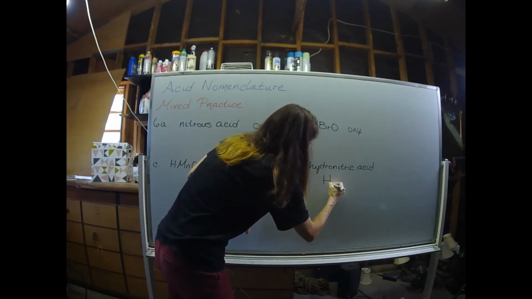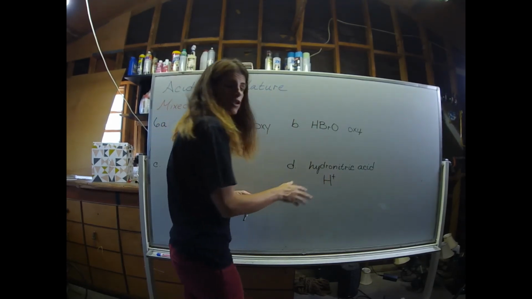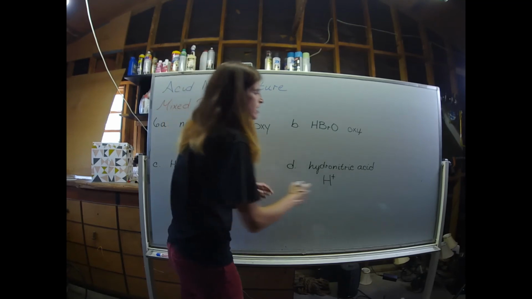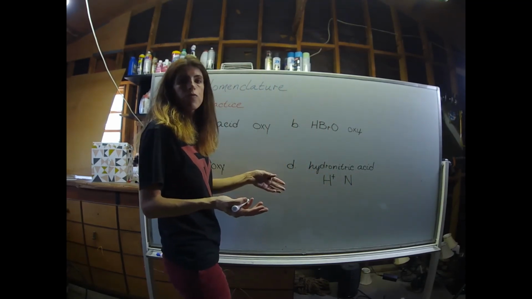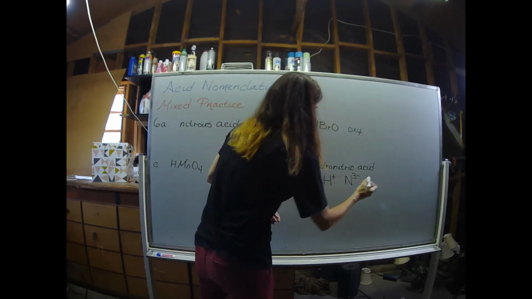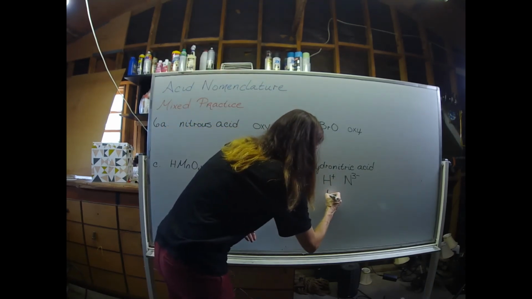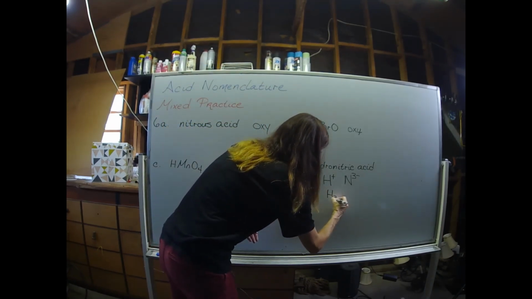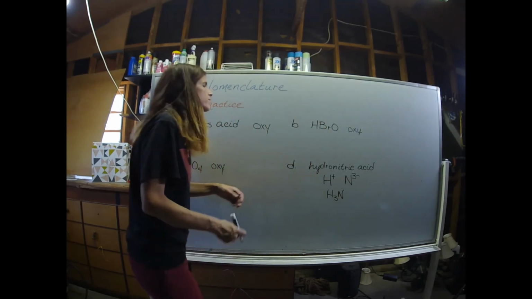So we have hydrogen, which has a +1 charge, and then nitric sounds like nitrogen. So I'm going to do N, but since that's in group 5, that's going to have a -3 charge. So the formula for the hydronitric acid will be H3N after I do the crisscross.